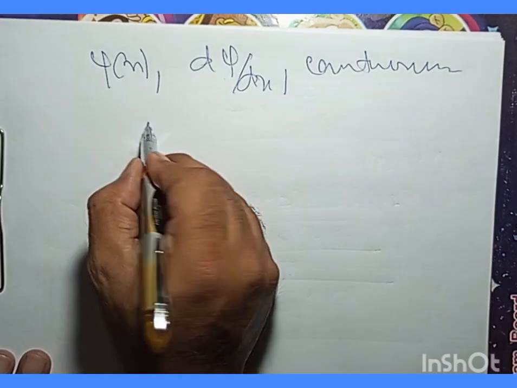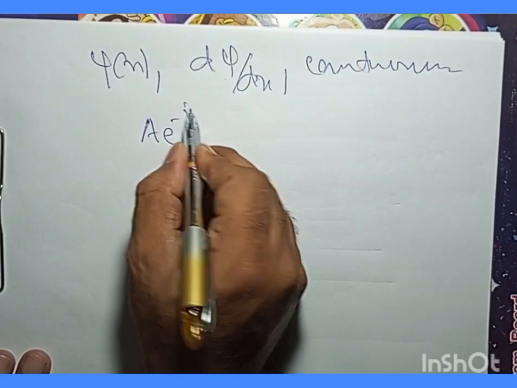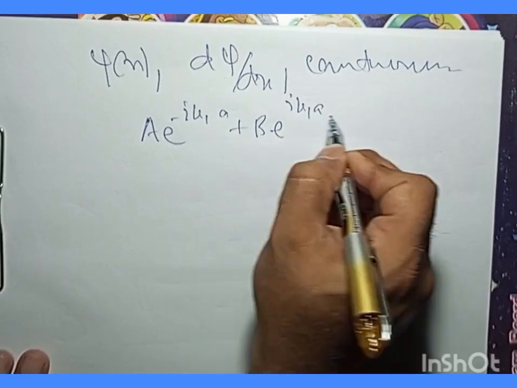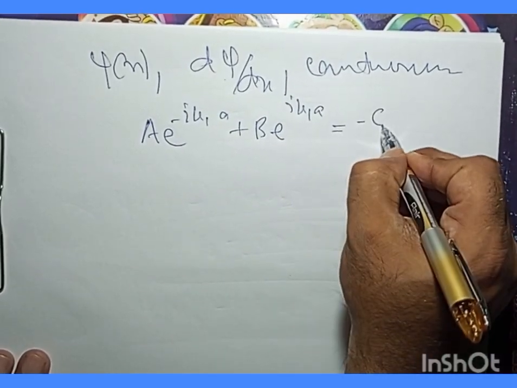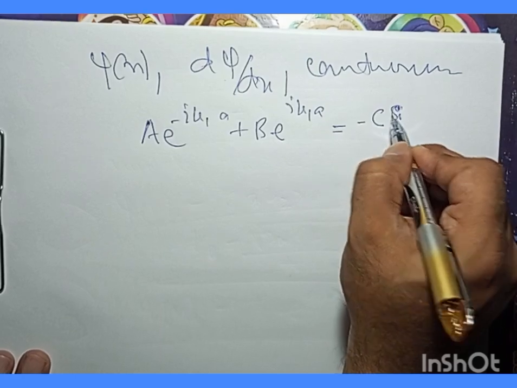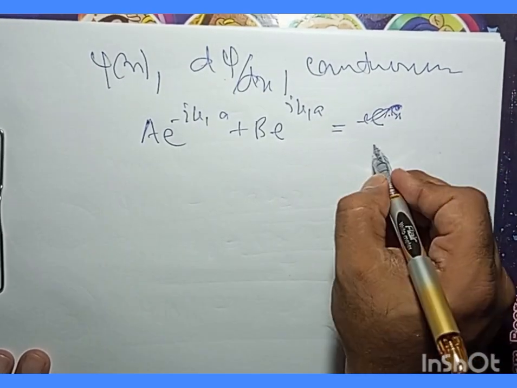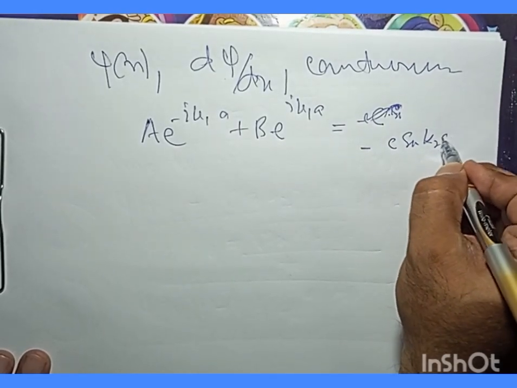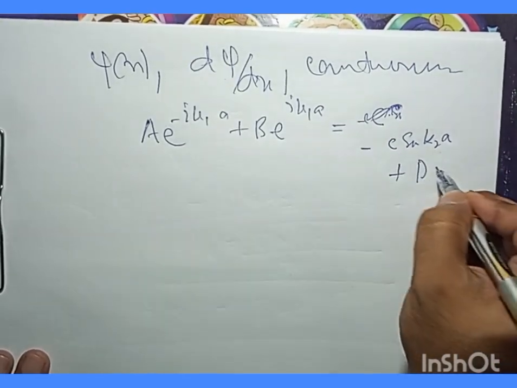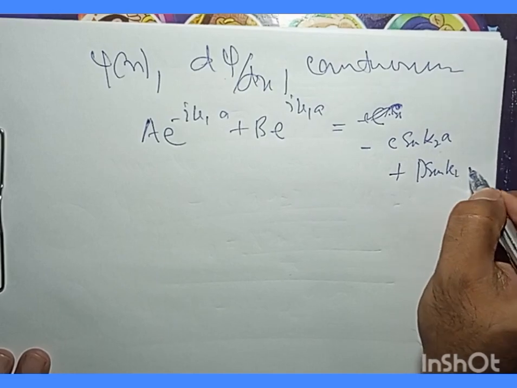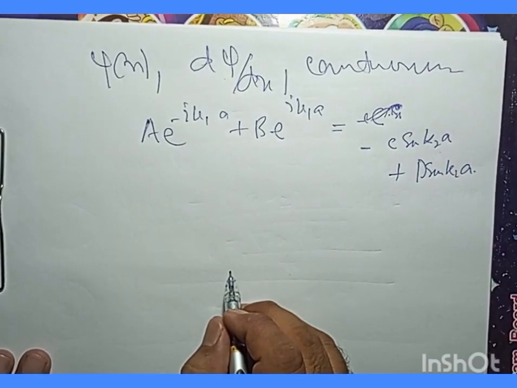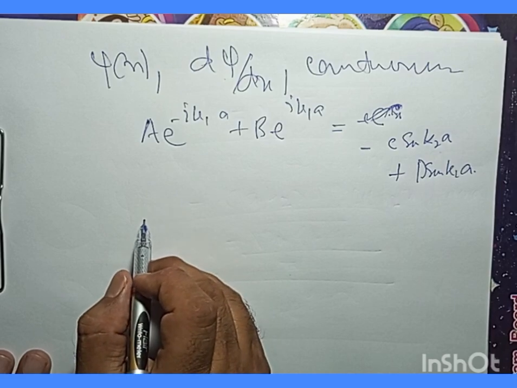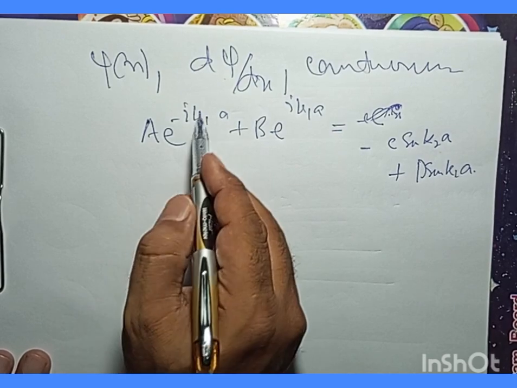These are 2 important parameters. So in doing so, what we will have is a e to the power of minus iota k1a plus b e to the power of iota k1a is equal to minus c sine of k2a plus d sine of k2a. Okay, so for continuity, what is important is that d psi by dx should also be continuous.